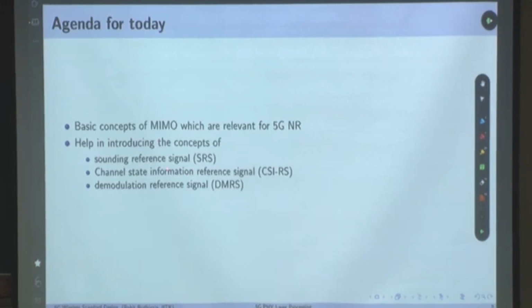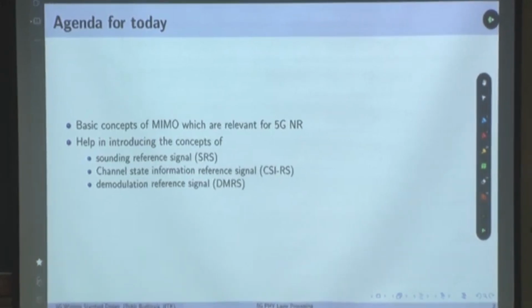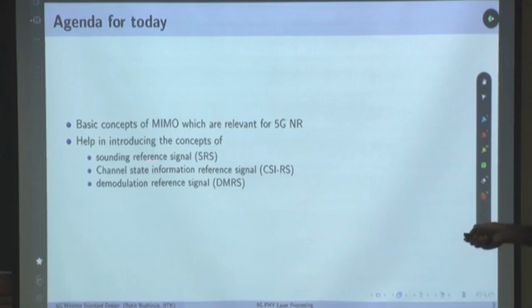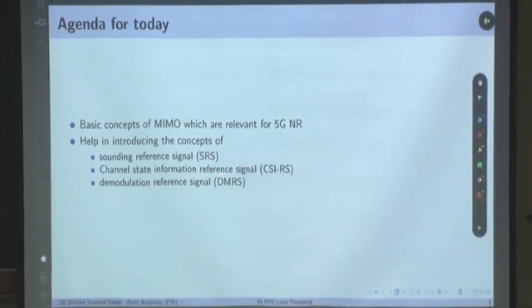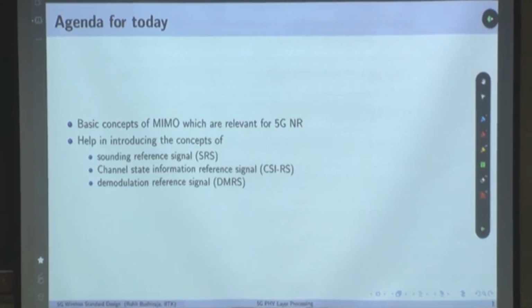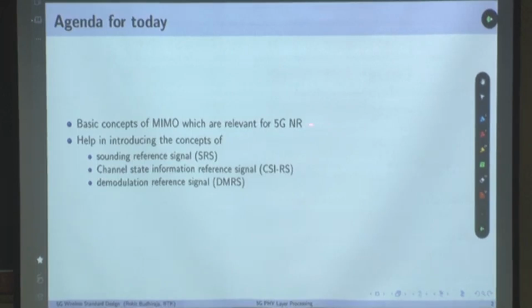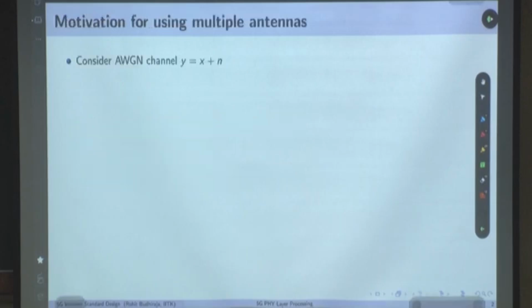You see, there are 3 different reference signals. Reference signals are basically pilots: sounding reference signal, channel state information reference signal, demodulation reference signal. We are going to see all of them, and they make sense when we start talking about MIMO. So what are we saying? We'll learn about MIMO and will motivate the use of these pilot signals, and why 3 different kinds of pilot signals. So let's start.